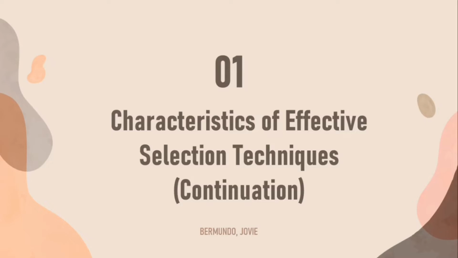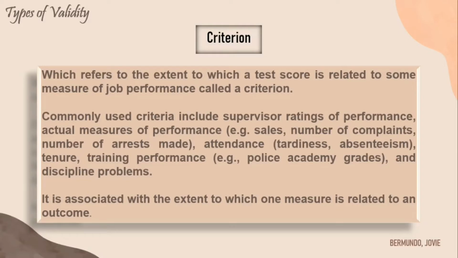For today's video, I will discuss the continuation of the topic about the common strategies to investigate the validity of scores on a test. The first one was content validity, which is already tackled. Next is the criterion validity.